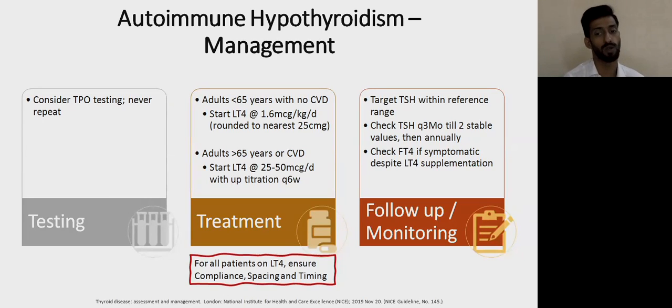Next, how do we follow up or monitor these patients? How often do you want to check your TSH? So we all believed 6 weeks, classical teaching. But all the current recommendations say that you need to only check TSH 3 monthly until you get 2 stable TSH values. After which you need to check annually. I feel we sometimes overdo thyroid testing.